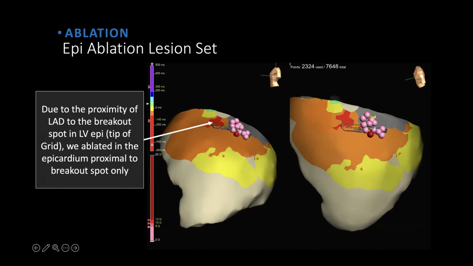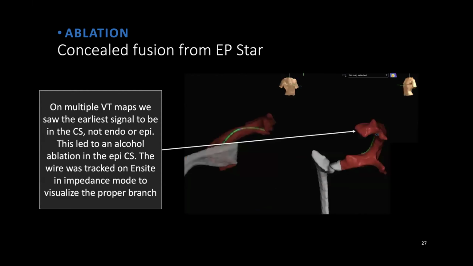And to continue the case, this is the configuration of the lesions we performed in the epicardial space. We tried to get a little bit away from the early site in this case. Ideally, we would have been able to target this area, but as I mentioned, this was very close to the LAD. So we tried to do it a little bit more apart from that area.